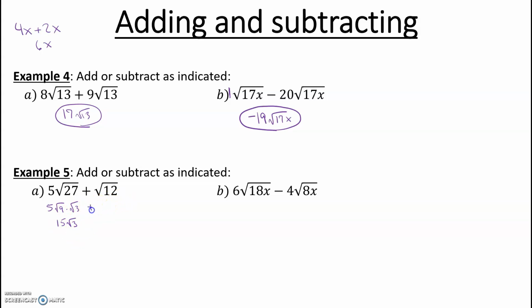Same thing for 12. I'm going to write it as 4 times 3. So the square root of 4 is 2. And I don't know the square root of 3, leave it alone. So now that I've simplified, I actually do have a radical in common. So I have 15 root 3's plus 2 root 3's. I have 17 root 3's.